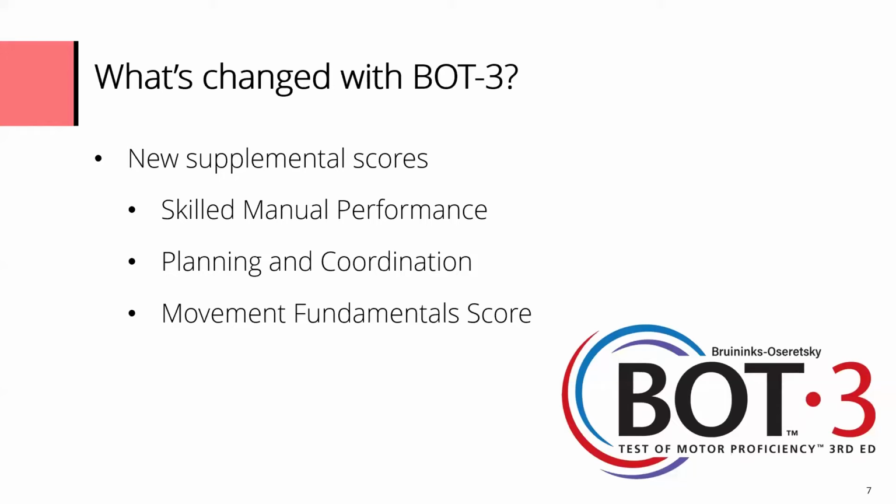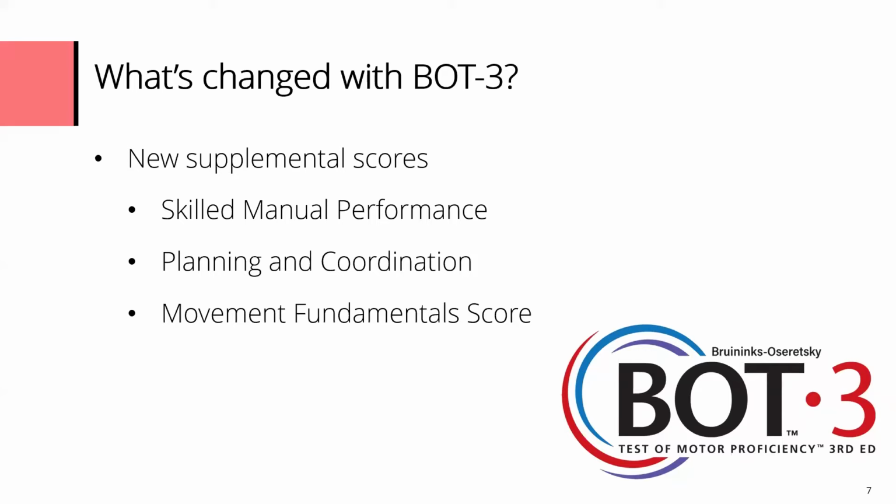The first supplemental score I want to highlight is skilled manual performance. The skilled manual performance score specifically describes fine and visual motor skills by combining fine motor precision, fine motor integration, and manual dexterity subtests to provide a pure measure of fine motor abilities. We know that a lot of OTs only administer these 3 subtests, so this new score will allow you to calculate a fine motor composite and get a standard score that does not include the upper limb coordination subtests. And we hope you find that really useful in your practice.